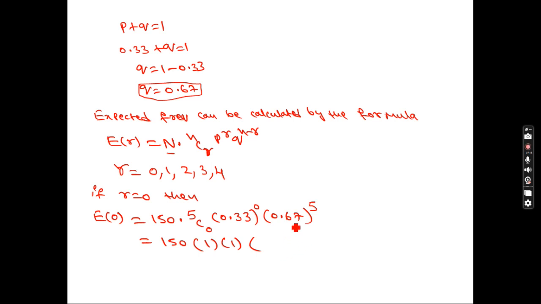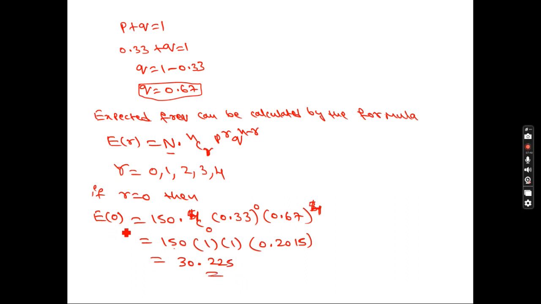So next, what are you getting here? 0.67 power, sorry, this is 4. The n value is 4 only, right? The highest value is 4, so this is 4 only. So 0.67 multiplied 4 times gives 0.2015. Finally, if you multiply 150 into 0.2015, you will get the answer 30.225. So this is how you calculate the E of 0 value.